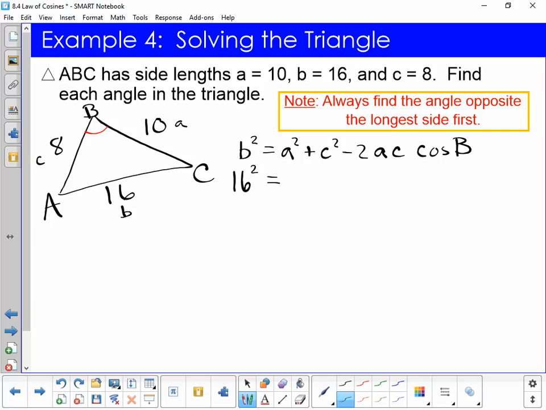So if I put in the information that I know, side B is 16. I know that side A is 10. I know that side C is 8. Side A is 10. Side C is 8. And angle B, that's the thing we're trying to find right there.